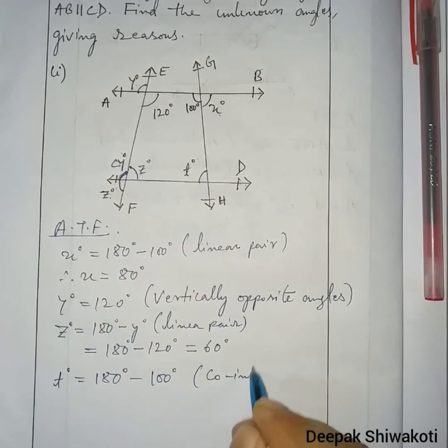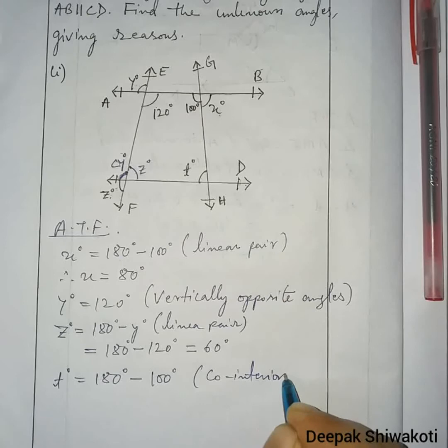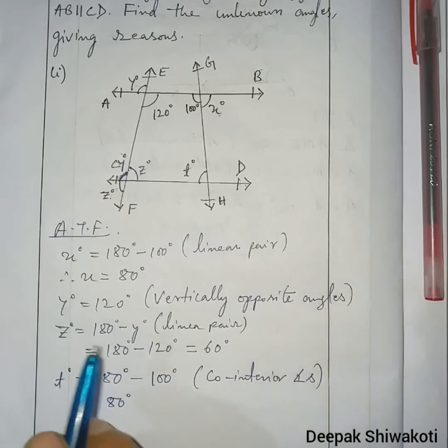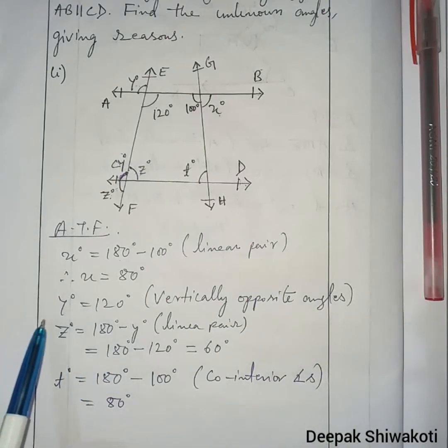So co-interior angles. Okay, so t is equal to 80 degrees. So we have got x also, y, z and t also. Okay, so number 2, question number 9, number 2.